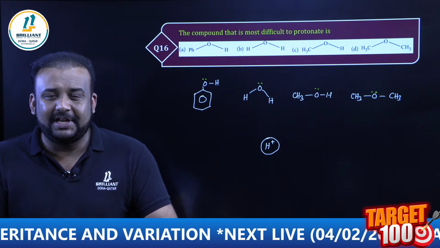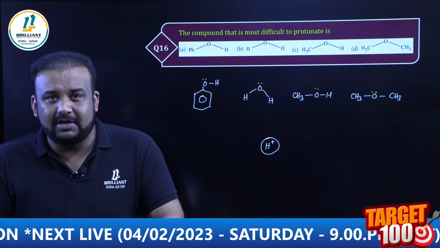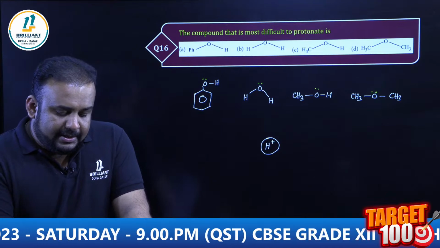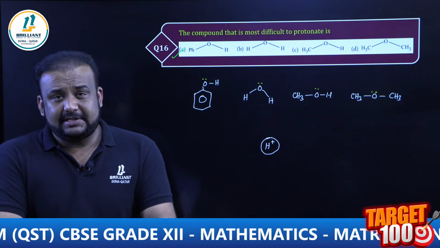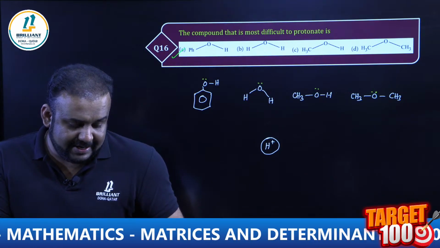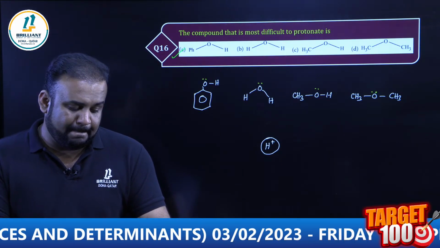Did you understand that concept clearly? Because the lone pair on phenol is not easily available due to resonance. Therefore, we can say that option A is the right answer. Is that clear to everyone? Kevin, Joel, Shahir, Reshma, Zalaf. Is it clear?